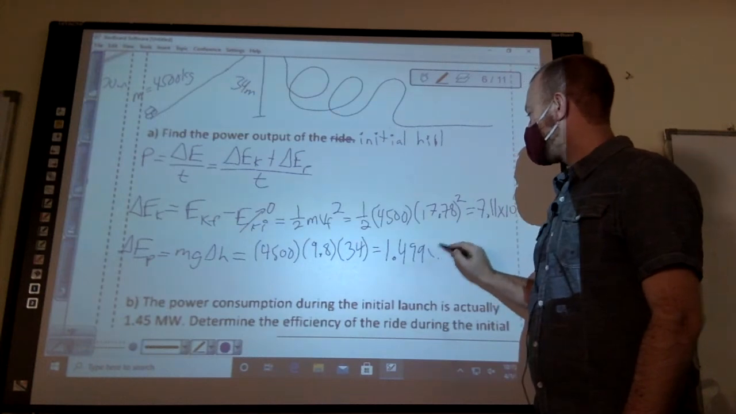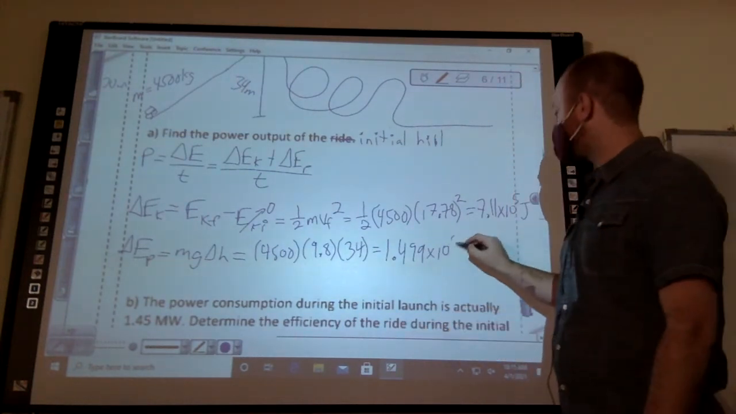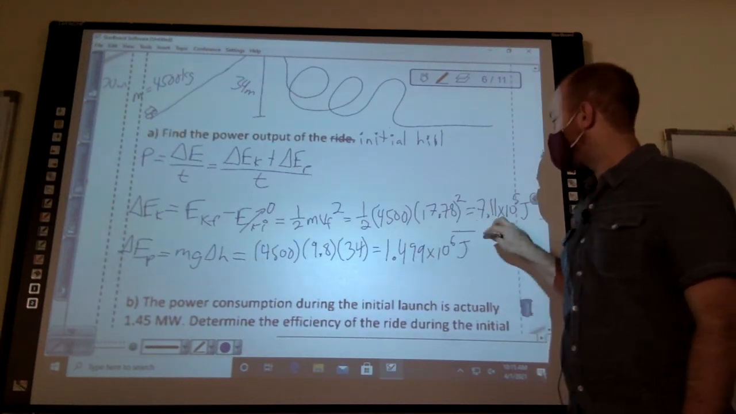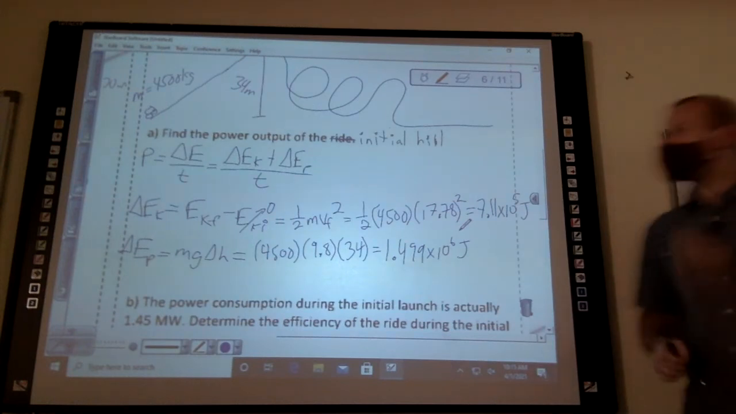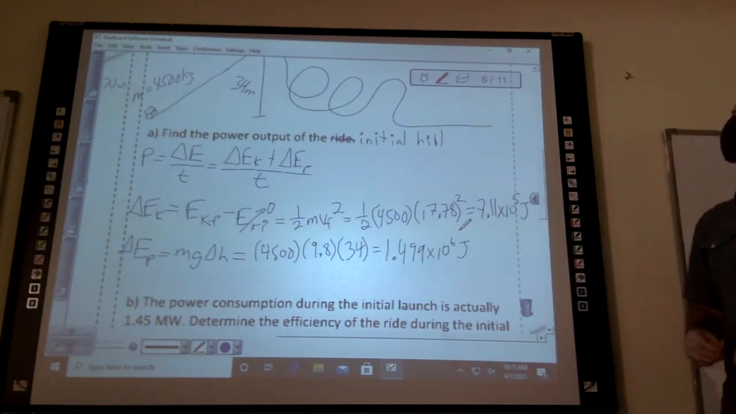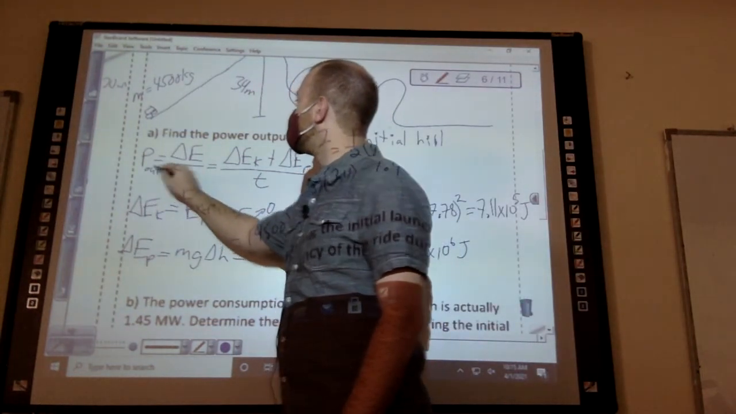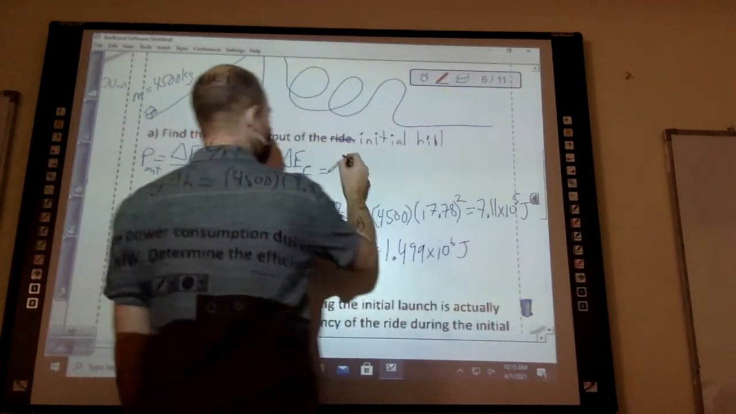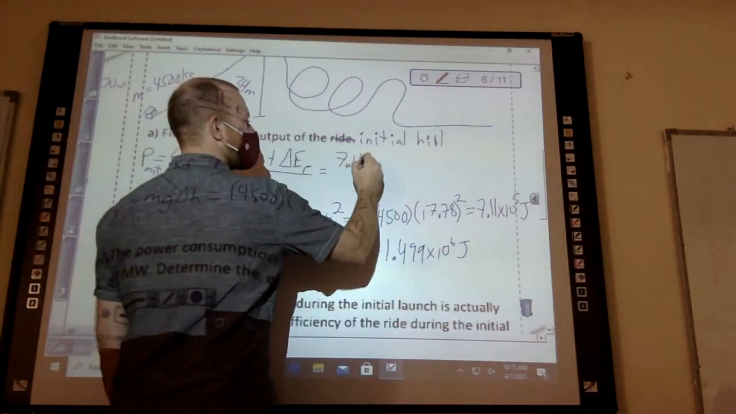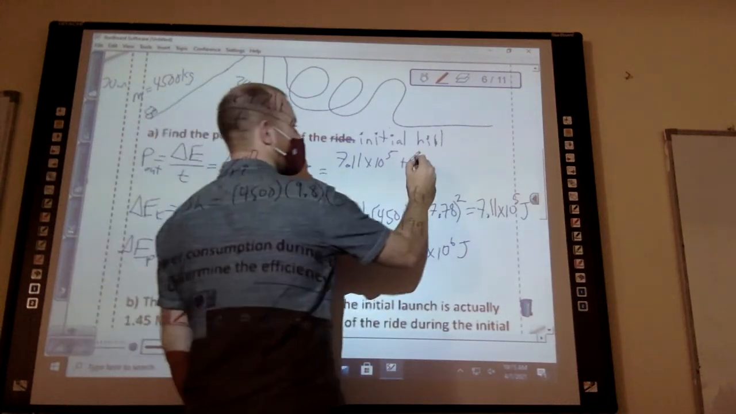1.499 times 10 to the 6 joules. So now that we've got those, easy, I can plug it in and figure out the power. This is power output, as it was asking for. So I got my numbers. Kinetic energy, 7.11 times 10 to the 5, plus potential, 1.499.